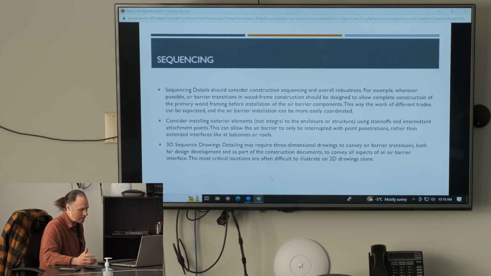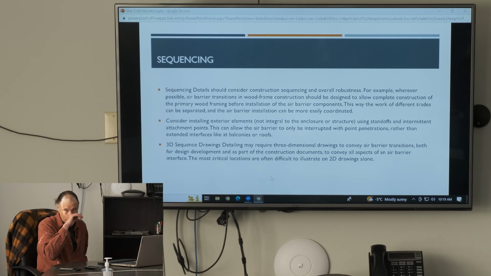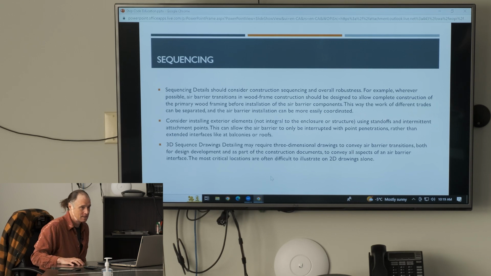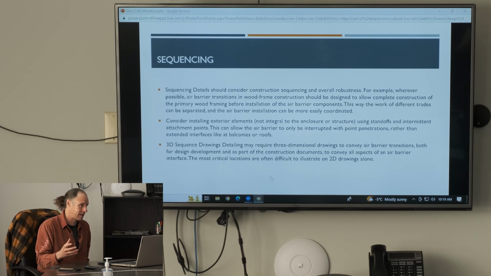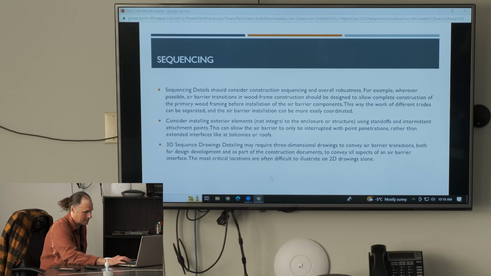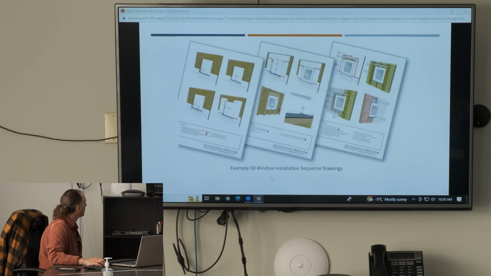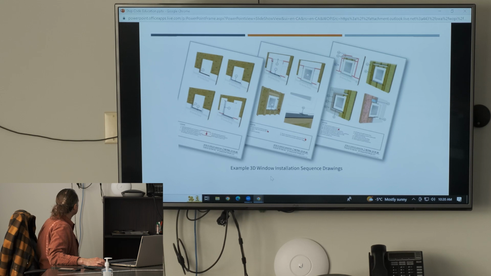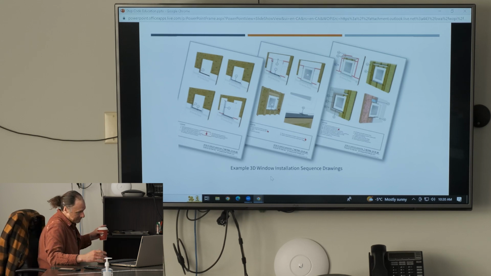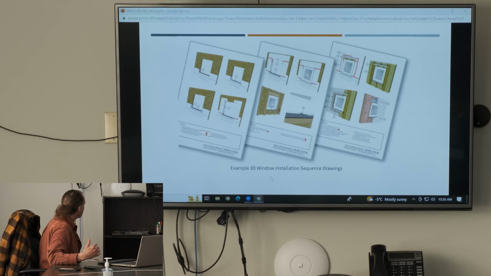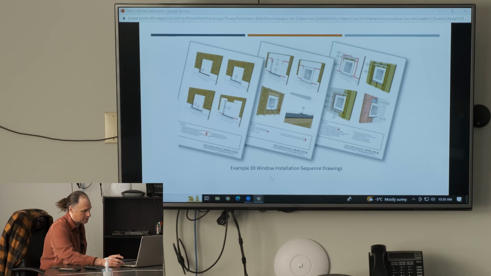The most critical locations are often difficult to illustrate on 2D drawings alone. So this may be a limitation. If you only have 2D drawings, you may not be able to get that continuous air barrier in the design process anyways. So here are some examples of 3D window installation sequence drawings, showing how the framing fits in with the wall assembly and how to properly seal those interfaces.